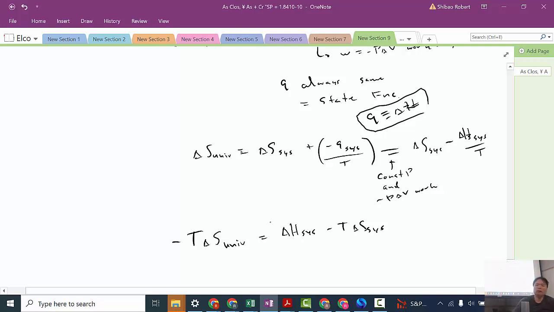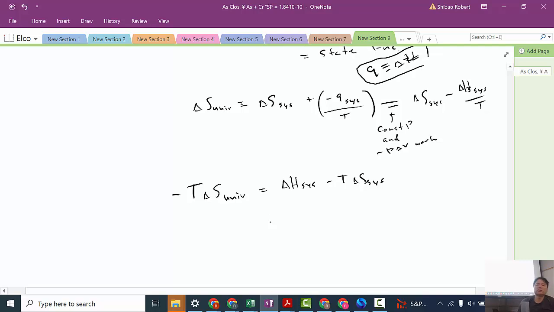And so this is a new state function. Delta H of the system is a state function. T is a state function. Delta S of the system is a state function. So this is a new state function, and this is going to be defined as delta G. And so the second law is just typically stated in terms of delta G. This is the change in Gibbs free energy.